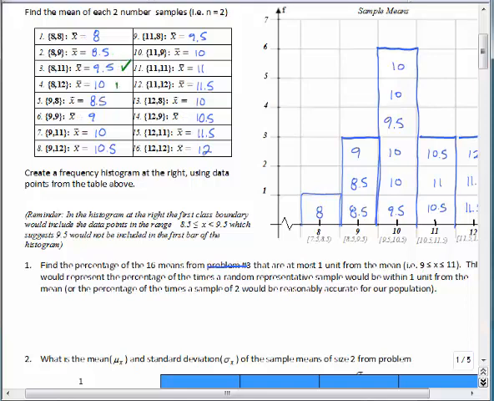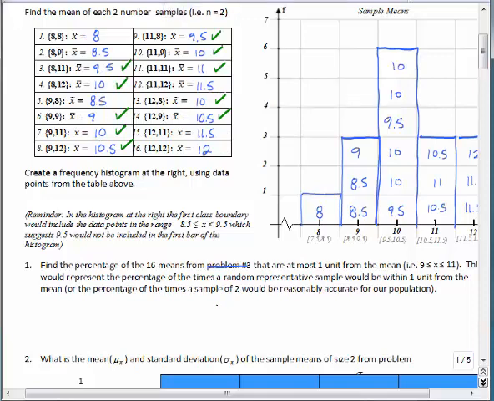9.5 is close, 10 is perfect, because we know the population mean is 10. 9 is close, 10 is perfect, 10.5 is still close, 9.5 is still close, 10 is perfect, that's the actual answer. 11 is still within our range, that's just 1 unit away. 11.5, that's too big. 10 is a perfect representation, 10.5 is really close. 11.5 is too far away, and 12. So if you count this, there are 1, 2, 3, 4, 5, 6, 7, 8, 9, 10 sample means that gave really good estimates of what the population mean was.